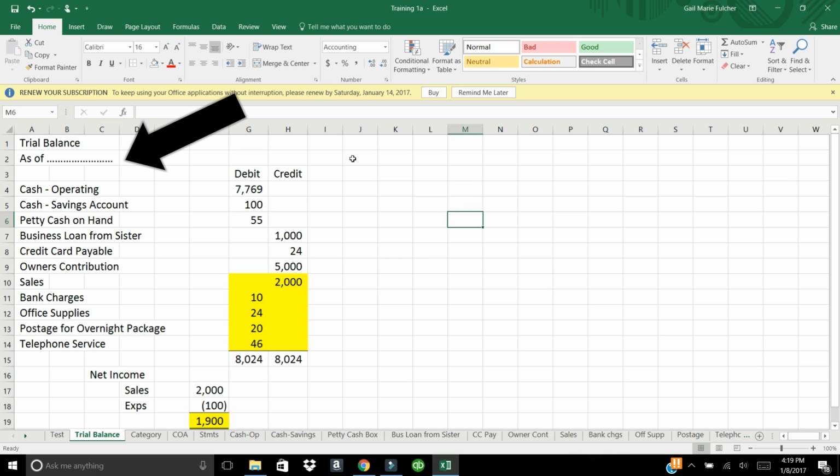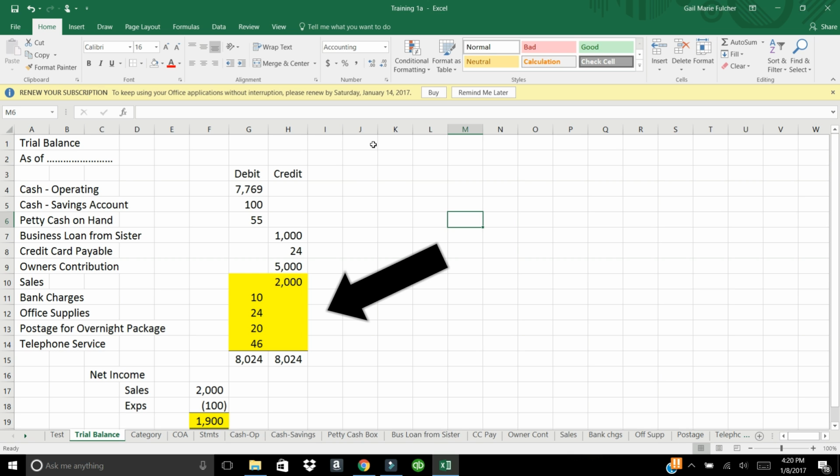As of, and it should always have an as of date. In the debit column, you have your cash in the operating account, cash in the savings account, petty cash on hand, your bank charges, office supplies, postage for overnight package, and your telephone service. Those are all in the debit column. In the credit column, you should have your business loan from sister, credit card payable, owner's contribution, and sales. Each one of those columns equal $8,024.